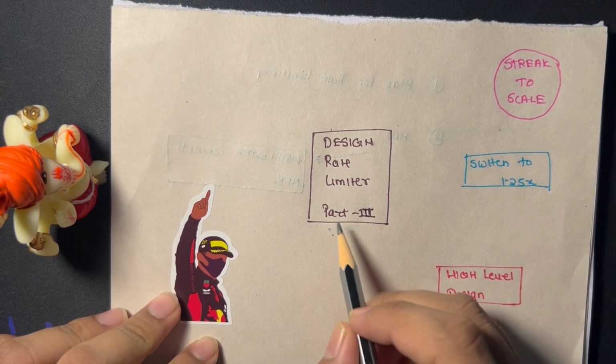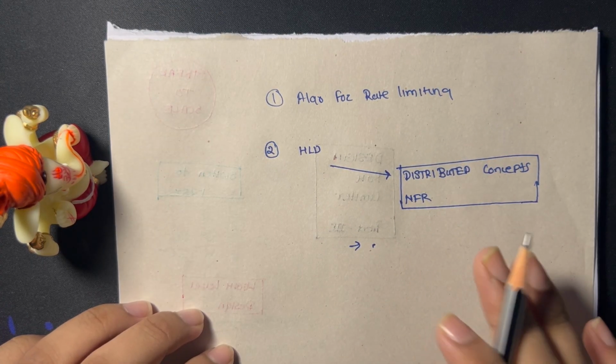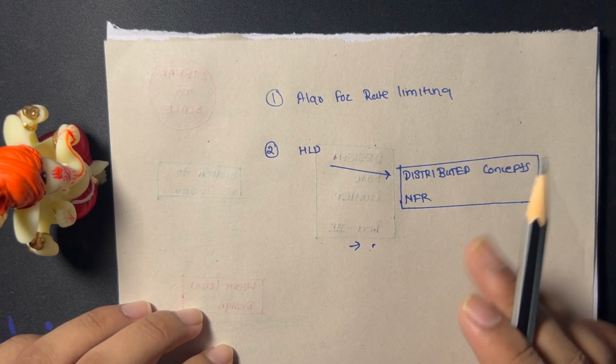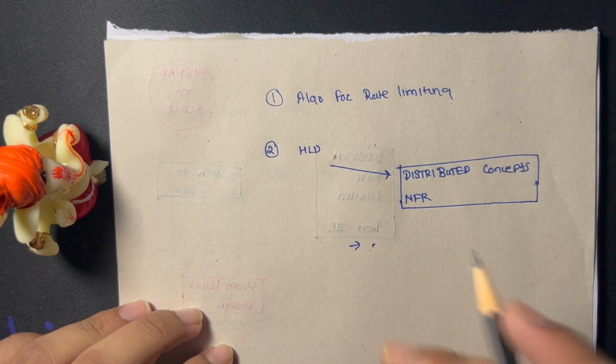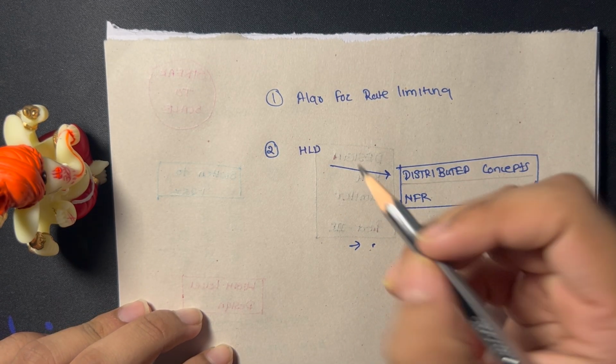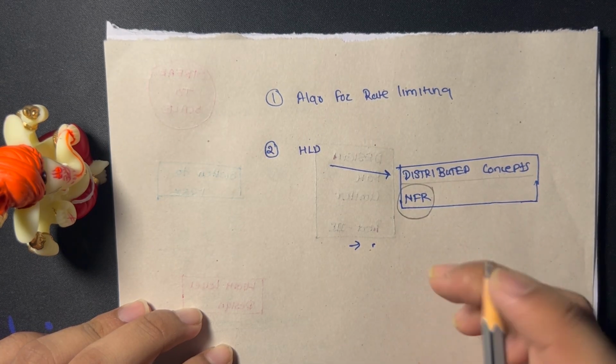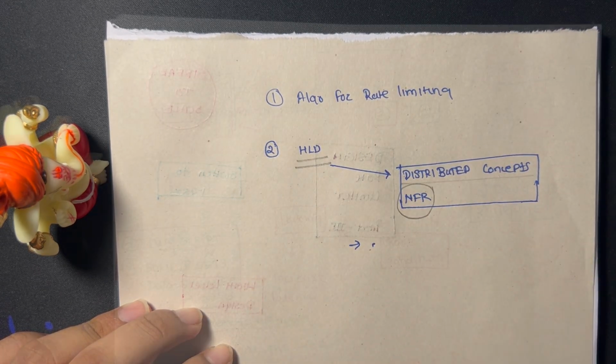So this is part 3 for the high-level design of a rate limiter. In the last video we discussed some algorithms for rate limiting and a basic high-level design. In this video we will see how distributed concepts come into the picture for our design and how we will satisfy the non-functional requirements for the design we have made.